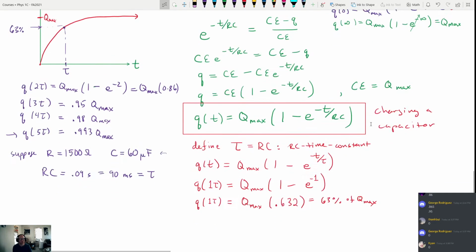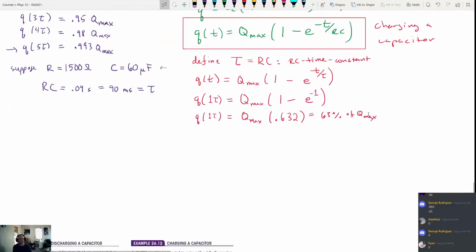Now, what about the current? We haven't said anything about current yet, so let's talk about that. What we said at the beginning about current was that I could find the current if I just took the derivative of the charge on the capacitor as a function of time. So let's do that. If we take the derivative of this equation right here, the first term is going to be the derivative of Q max. What's the derivative of this term going to be? 0, right?